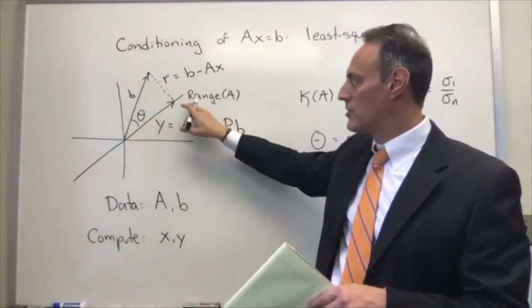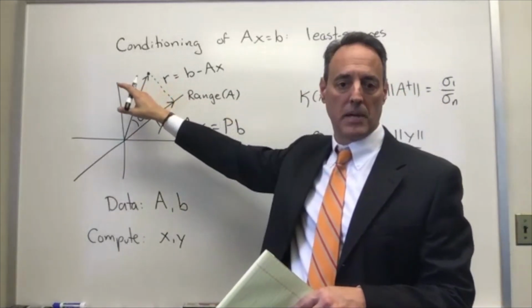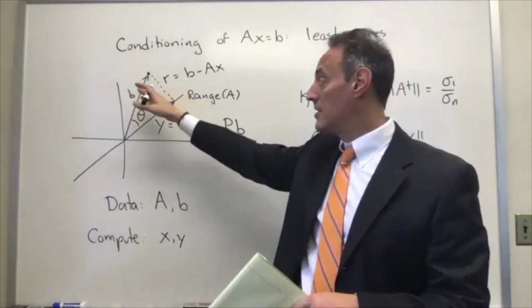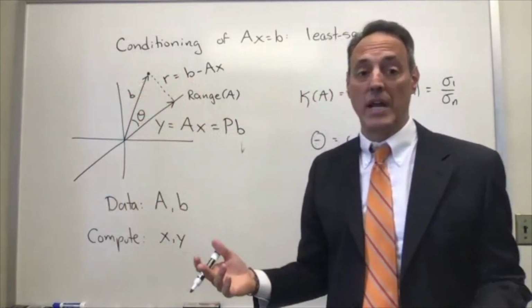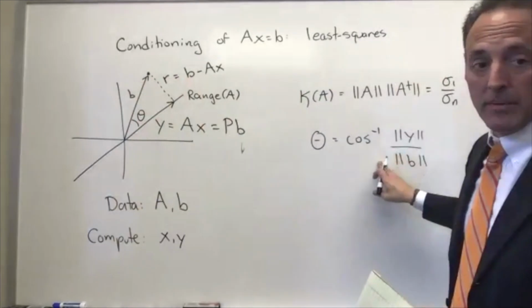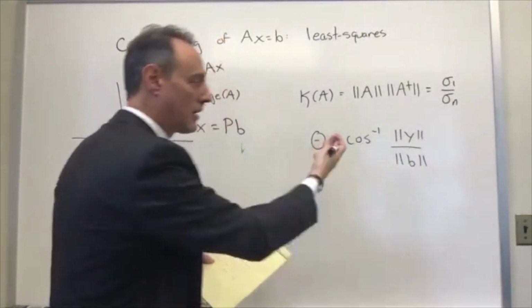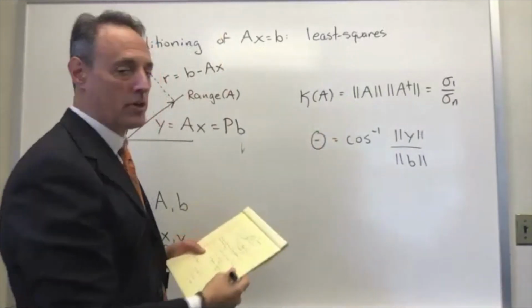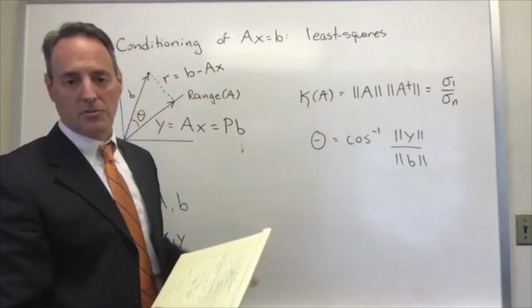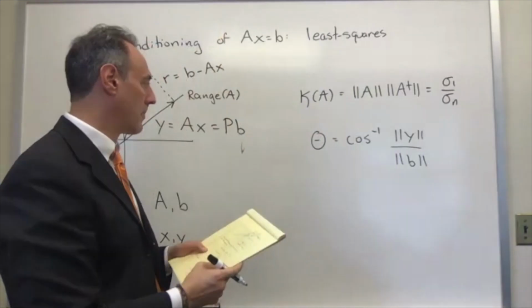This is the n-dimensional space, and this is some m-dimensional space. If it happens to be that b lives in that range, great. This will be 0. The angle will be 0. But generically, it's not 0. This is some measure, and you want theta to be as small as possible, right? That's one way to think about it.